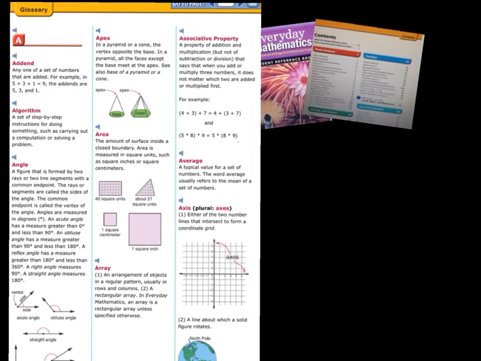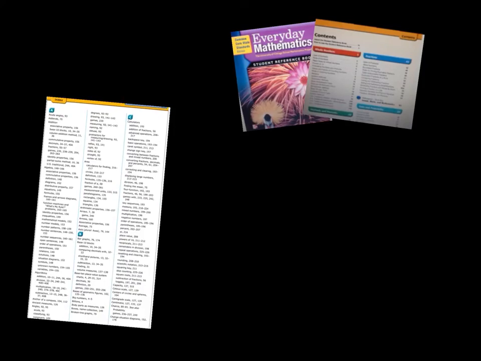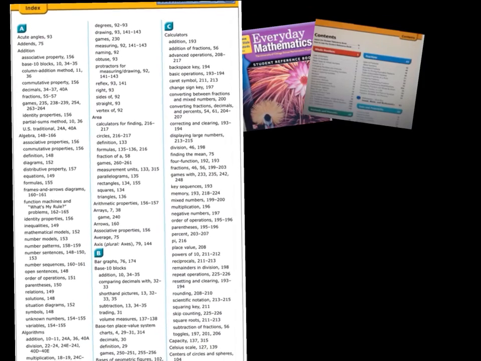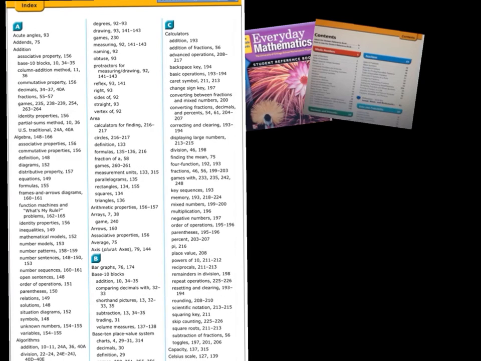Another section that you might need to use sometime is the index. The index lists different key terms that are in the book and tells what page you can find them on. By looking at the index, who can tell me what pages you might find capacity on? Right, you might find capacity on pages 137 or 315.